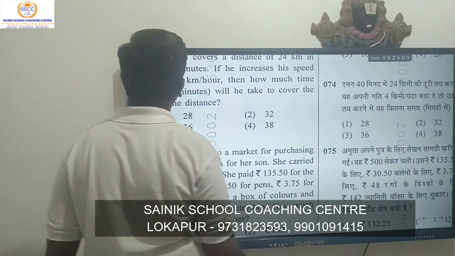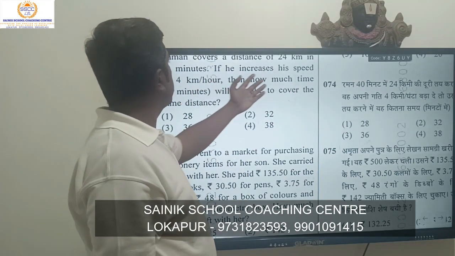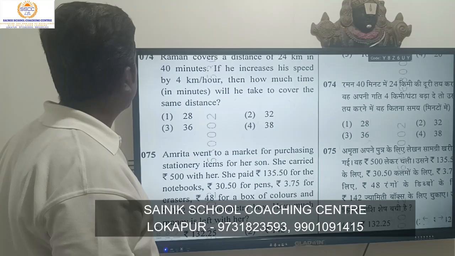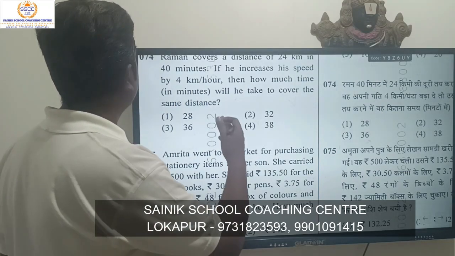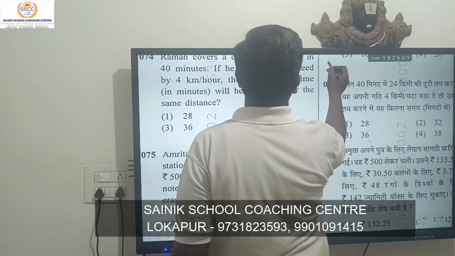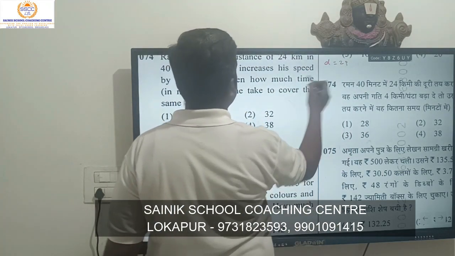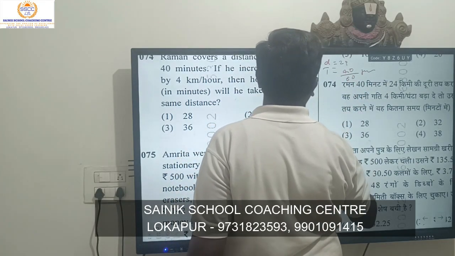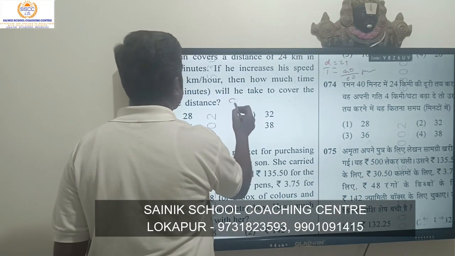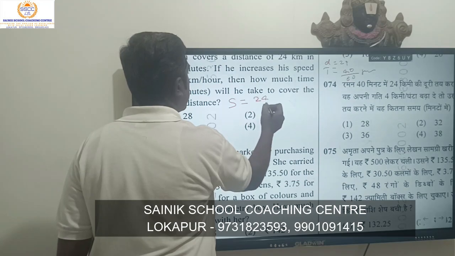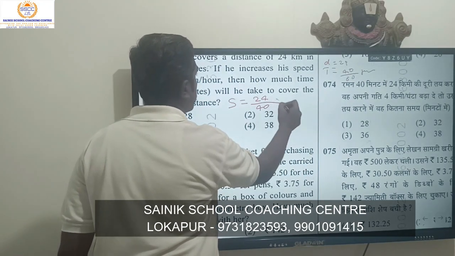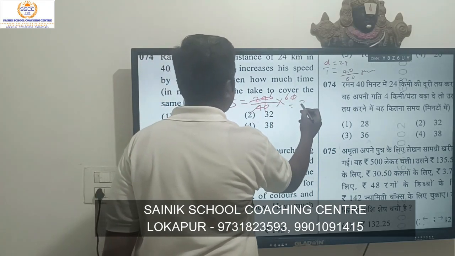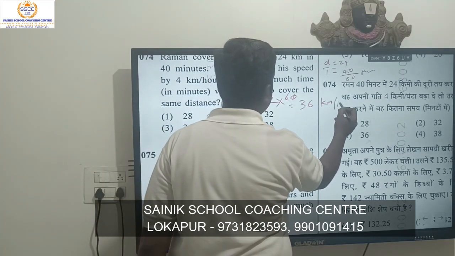Raman covers a distance of 24 kilometers in 40 minutes. If he increases his speed by 4 kilometers per hour, how much time in minutes will he take to cover the same distance? So first let us calculate the speed. Distance is equal to 24 kilometers. Time is equal to 40 minutes, that is 40 by 60 hours. So speed is equal to distance by time, 24 divided by 40, multiplied by 60. That gives 36 kilometers per hour.